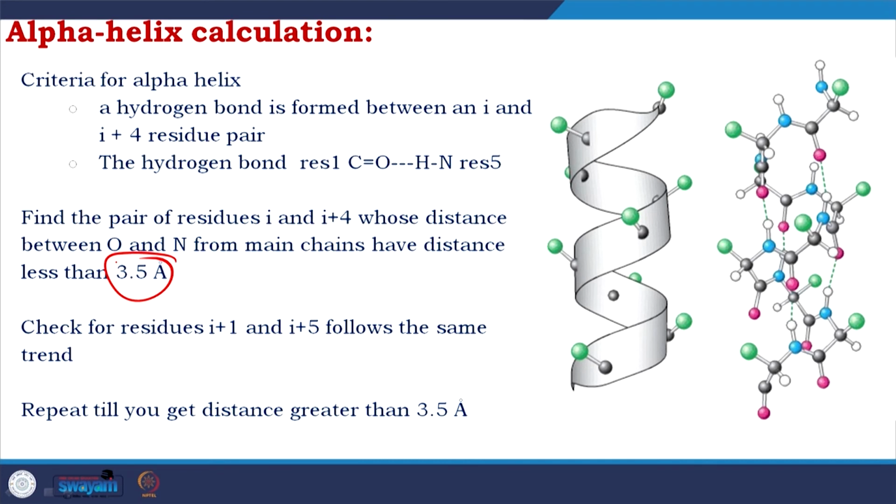Now, you check that residues i plus 1 and i plus 5 follow the same trend. So, if it happens, then you know that the orientation you are going through represents an alpha helix. Just think about it: by only understanding the distance calculation in 3D, you could have the ability to write an algorithm, a program, to calculate the presence of an alpha helix in a protein or not.